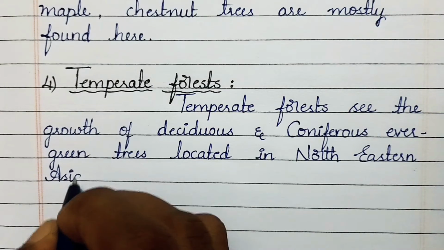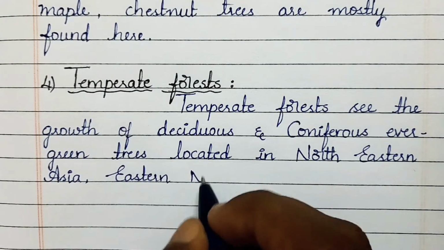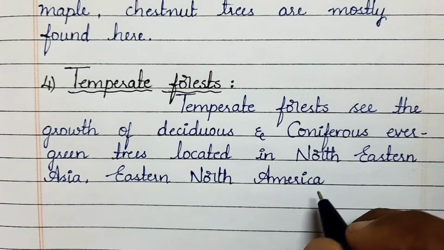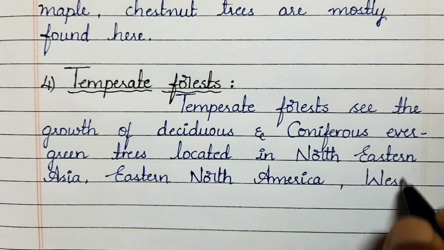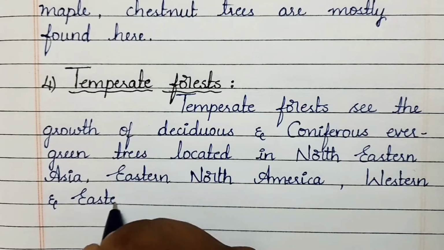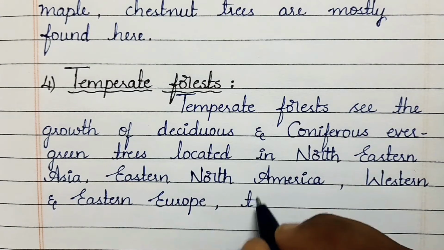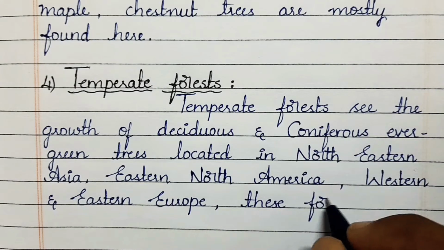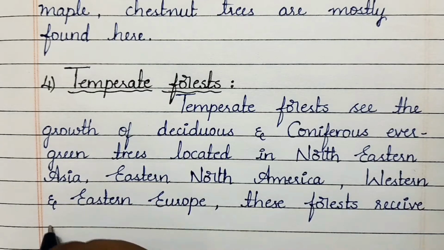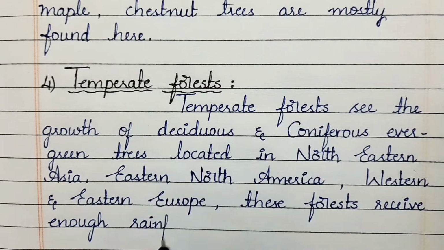Temperate forests see the growth of deciduous and coniferous evergreen trees located in northeastern Asia, eastern North America, western and eastern Europe. These forests receive enough rainfall.